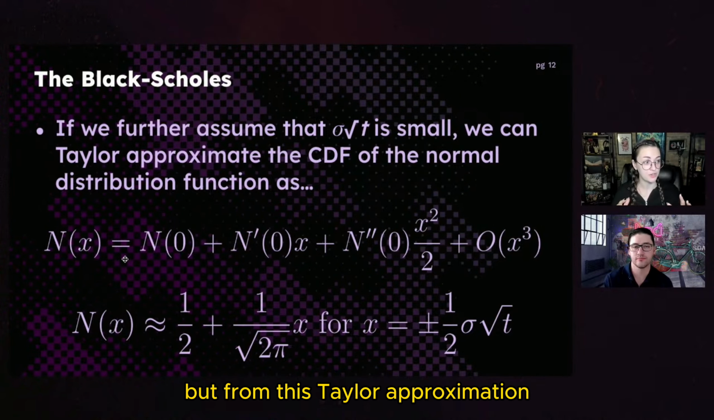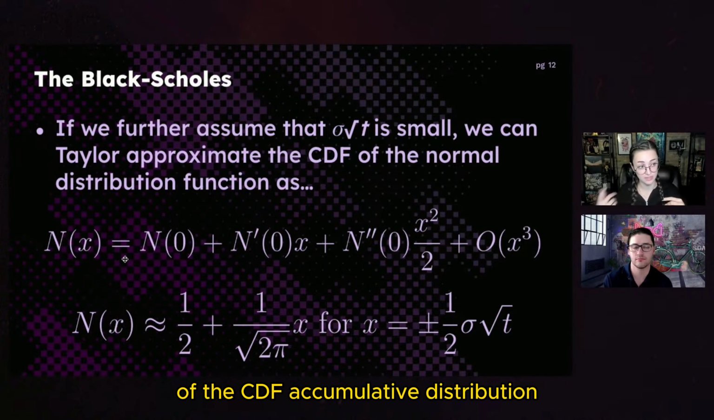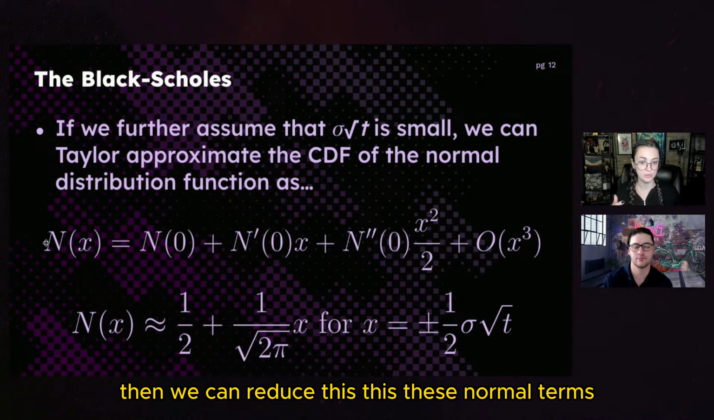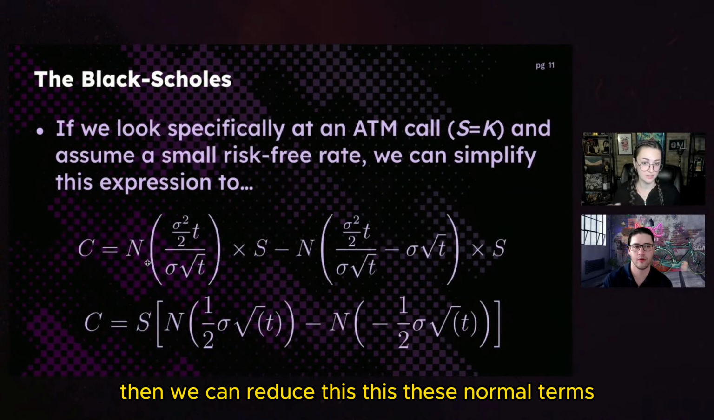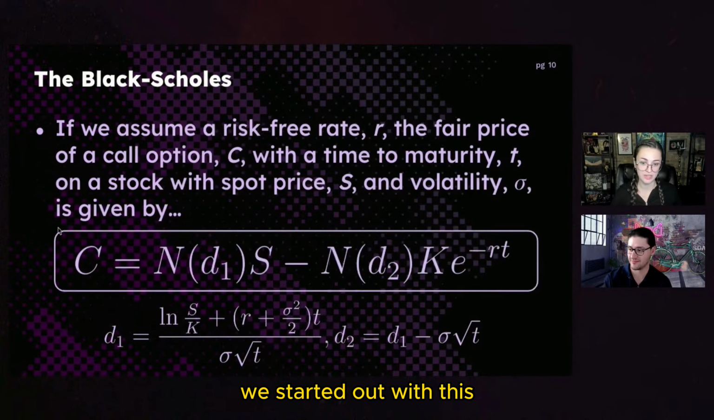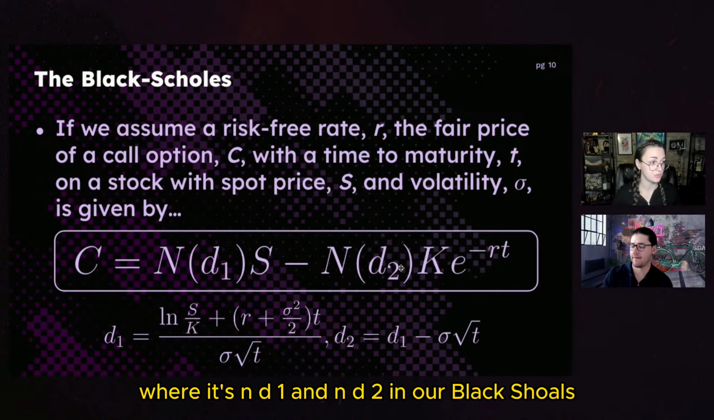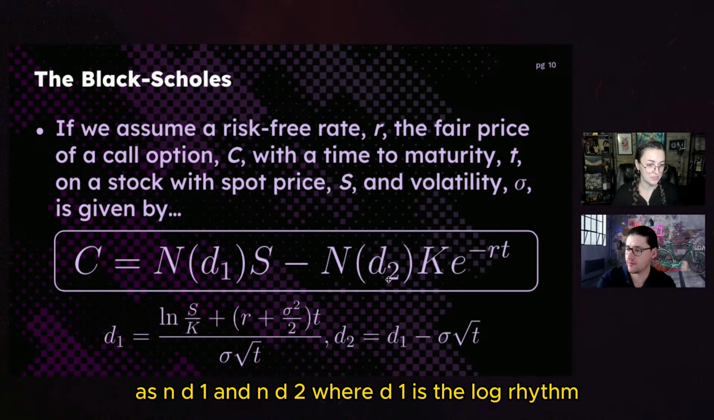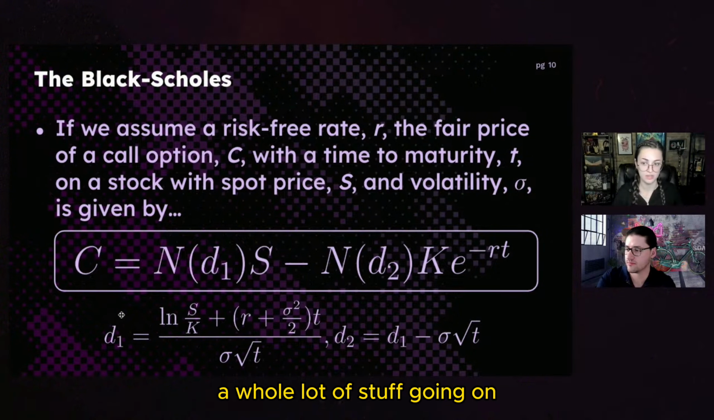But from this Taylor approximation, if I take the properties of the CDF, the cumulative distribution function of the normal distribution, then we can reduce these CDF terms into something that's a little bit easier to simplify within the context of the rest of this approximation. It already looks cleaner. We started out with N(d1) and N(d2) in our Black-Scholes formula, where d1 is the logarithm, all this stuff, right?